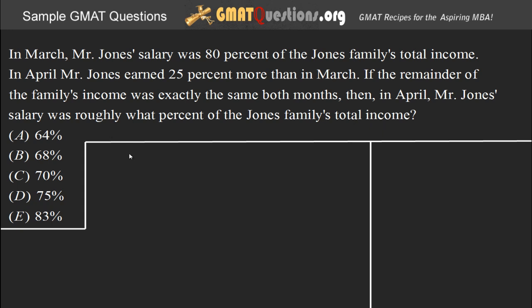Okay, another percentage question. The key to answering this question without losing too much time is to pick 100 as the total family income here. We have three entities here. We have Jones himself, salary. We have the rest of the family's income. And then we have the total family income. Okay, let's write that down.